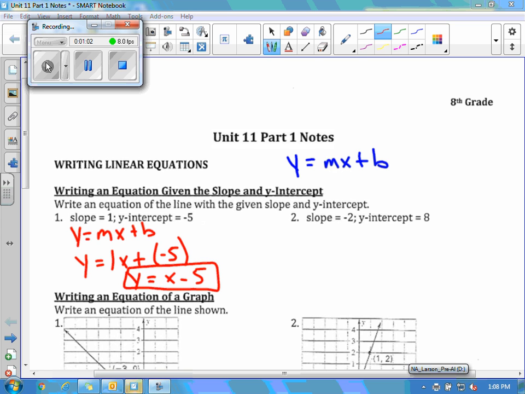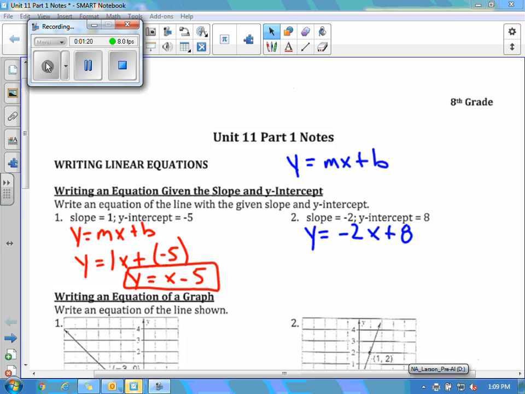For the second one, it says the slope is -2 and the y-intercept is 8. So I'm going to write my equation. y equals, and I'm going to replace m with my slope, which is -2. So -2x plus 8, and I'm done there.